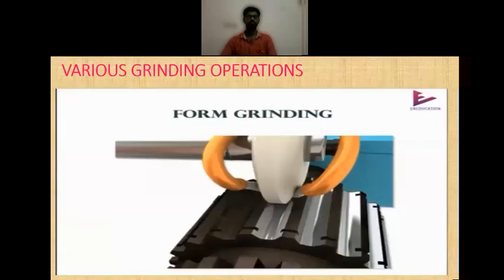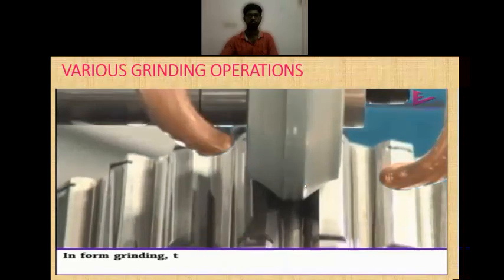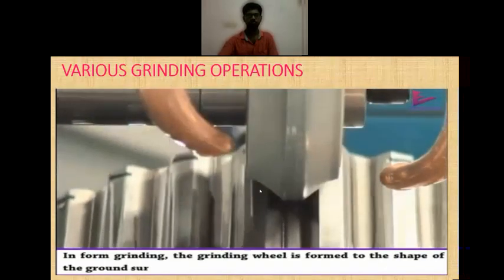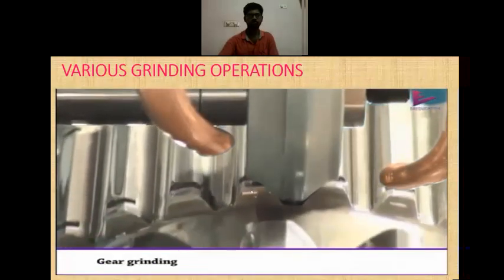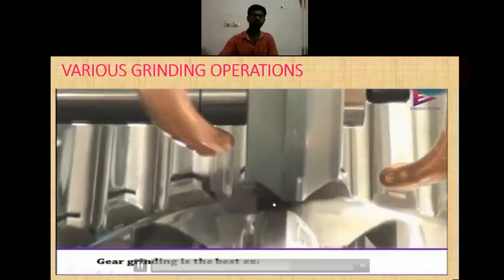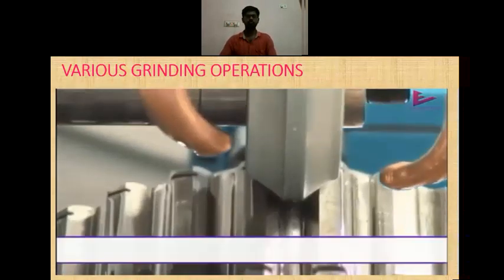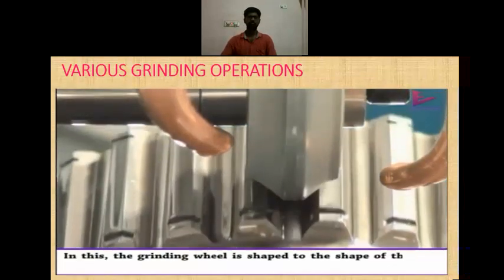Form grinding. In form grinding, the grinding wheel is formed to the shape of the ground surface. Gear grinding is the best example for form grinding. In this, the grinding wheel is shaped to the shape of the gear teeth.